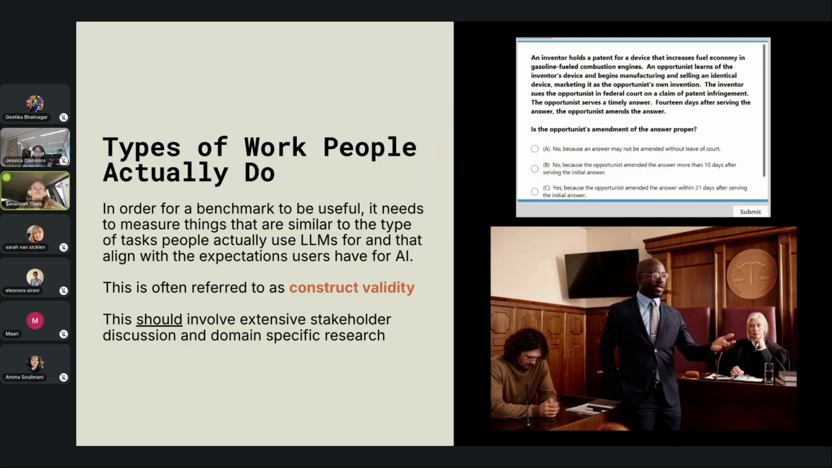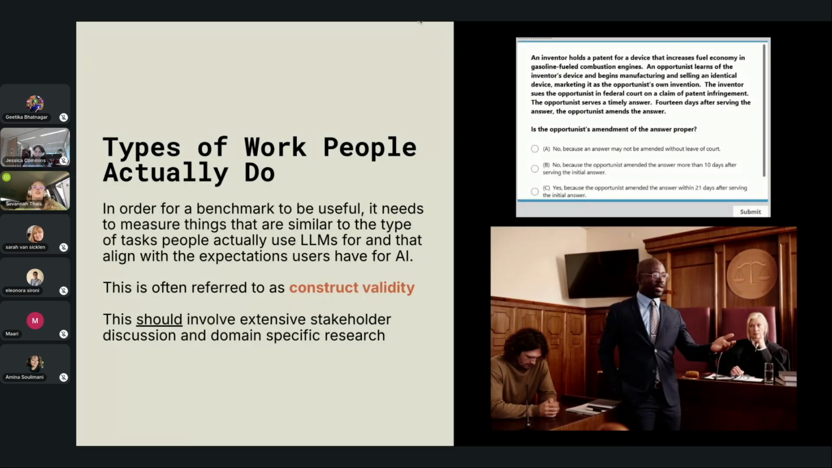This is very often referred to in the AI literature as construct validity, meaning that the construction of your benchmark task needs to be valid in terms of matching real practices in the human world. This should involve extensive stakeholder discussion and domain-specific research. It's unlikely that an AI expert is going to understand all of the nuances of someone working in a different field.